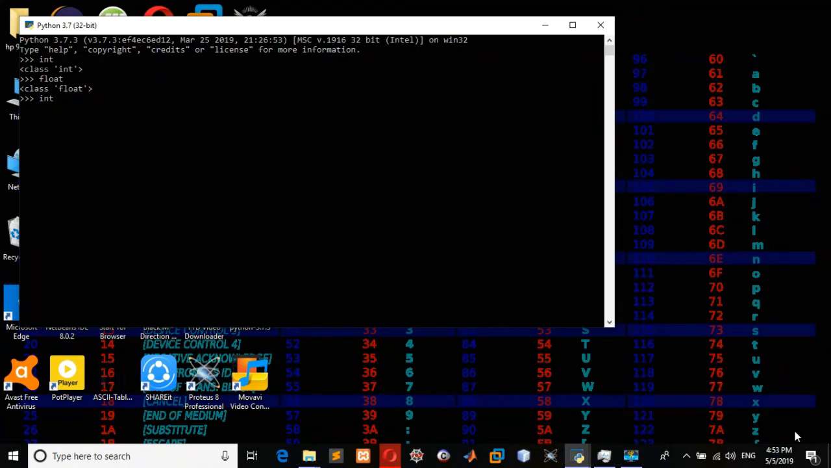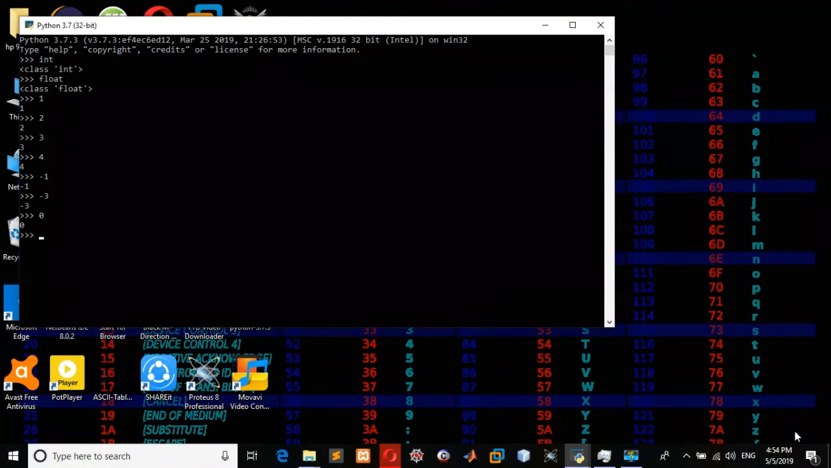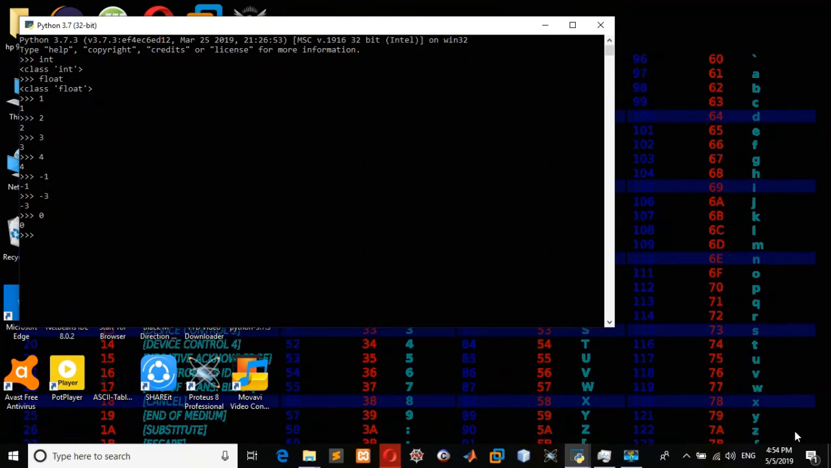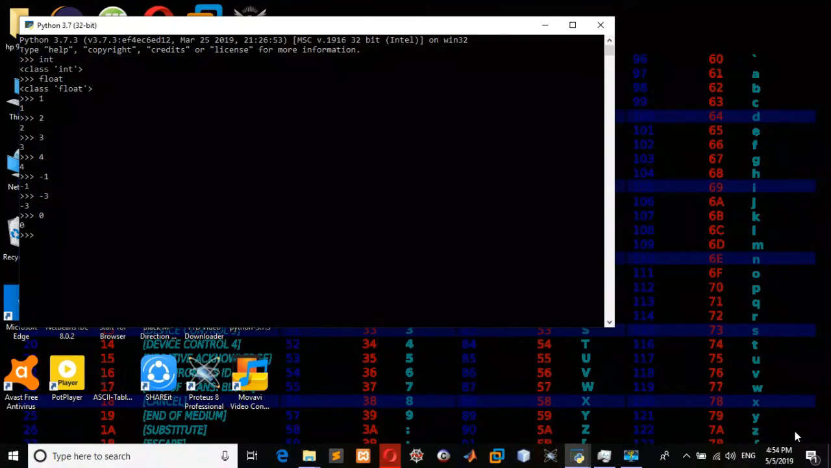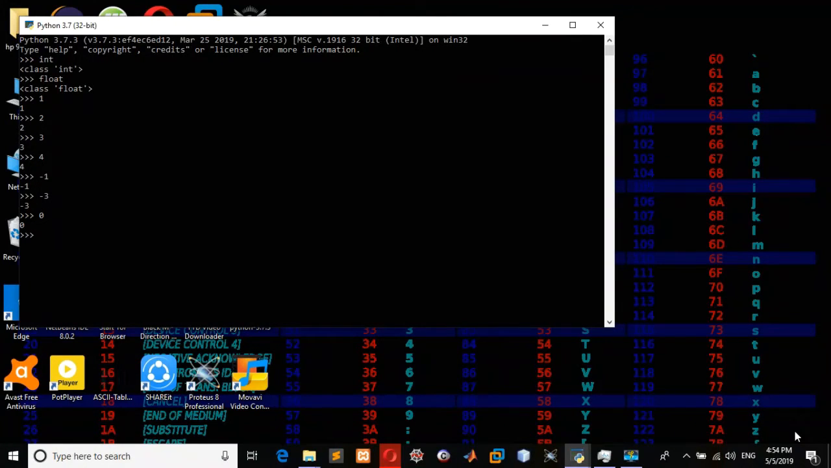Like we said in the previous tutorial, integers are simply positive and negative whole numbers with 0 being included. So anything like 1, 2, 3, 4, minus 1, minus 2, 0, all that, they are integers. Now to see if a value entered is an integer, you can use a function. We'll come to functions later in our tutorials, but we actually use a function.